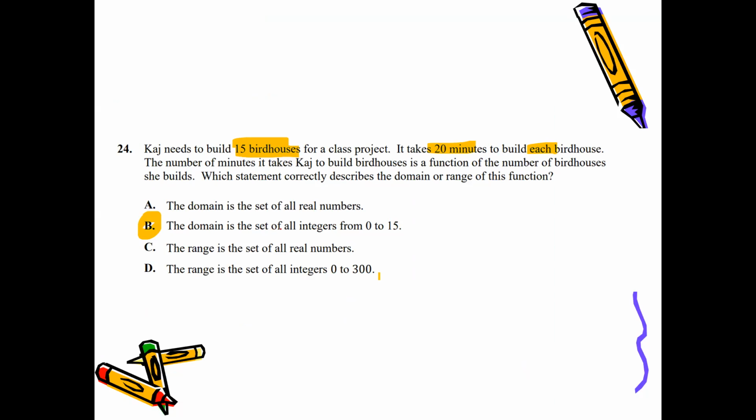And it says the domain is a set of all integers from 0 to 15. Because Kaj needs to build at most 15 birdhouses, right? 20 minutes to build each of the birdhouses. And so I would say that the domain is going to be between 0 to 15. X is the domain, which is the number of birdhouses Kaj is going to build, right? And she has to build at most 15 houses. So 0 to 15 makes sense. And so that will be my answer.